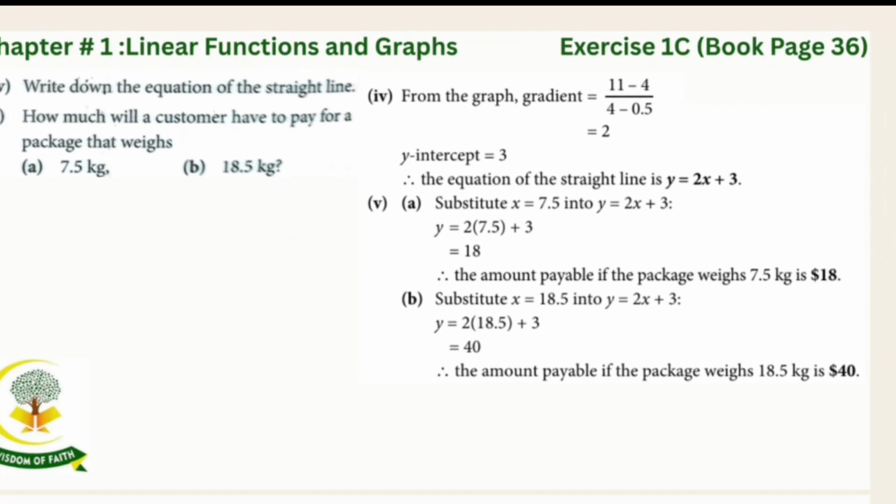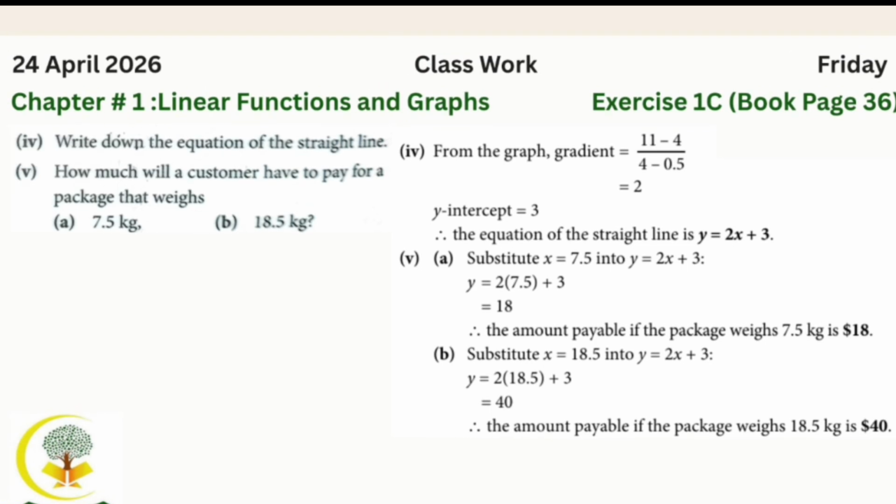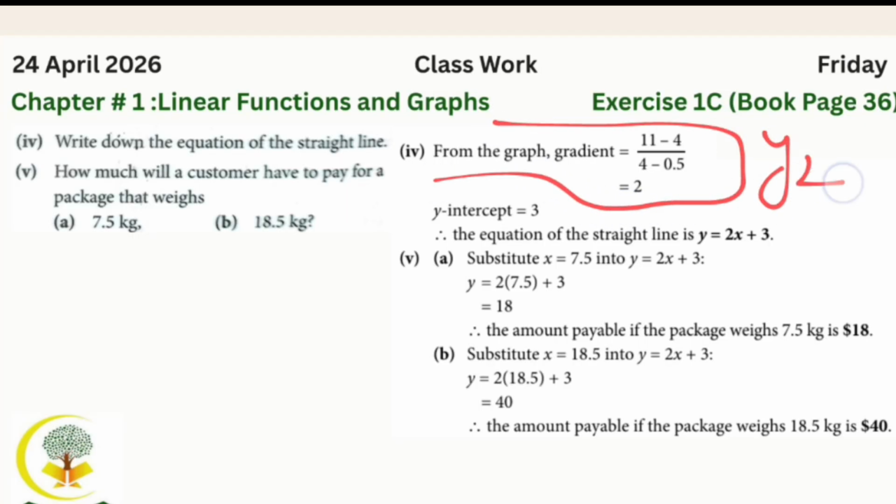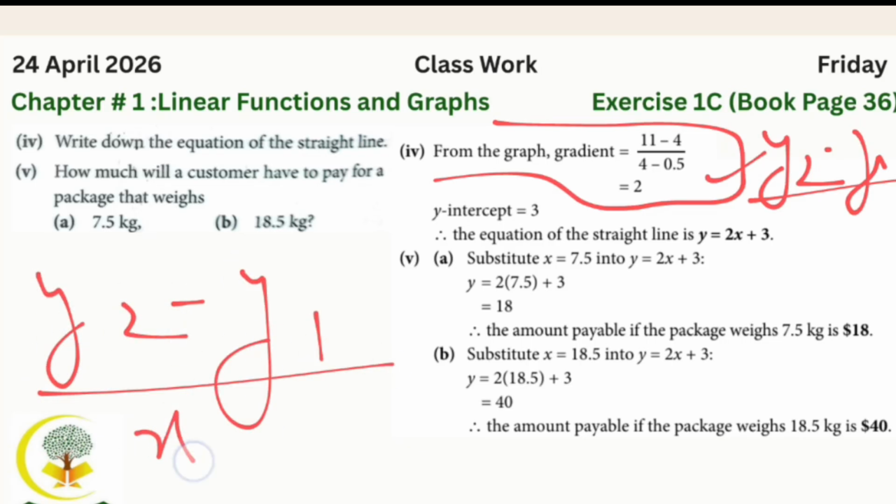Moving on, page number 36, part 4. So here we have part 4. Write down the equation of the line. Yes, as I already told you, for straight lines it is y2 minus y1 over x2 minus x1. So this is how you have to do it. 11 minus 4 is, yeah, perfect. So y2 minus y1 over x2 minus x1. If you have any query, you can feel free to ask. Yes. Perfect, Josefa. You are doing very well.